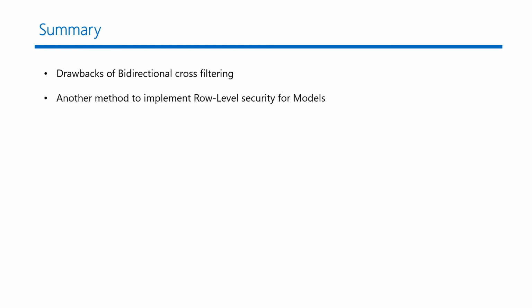In this video, we learned about the drawbacks of bidirectional cross filtering, and we have learned another way to implement row level security for models with many-to-many relationship. In the next video, we will talk about applying row level security to a model that has organizational hierarchy.